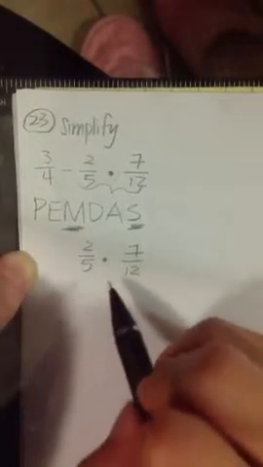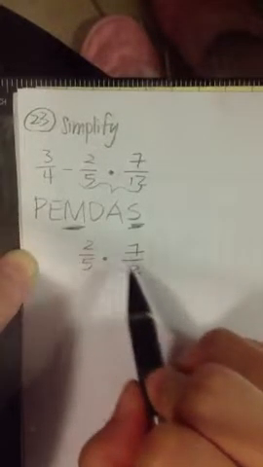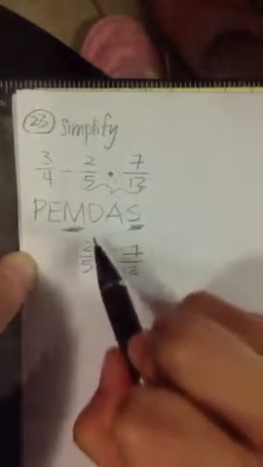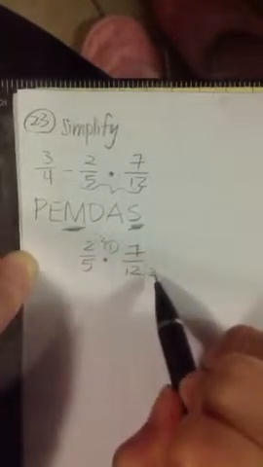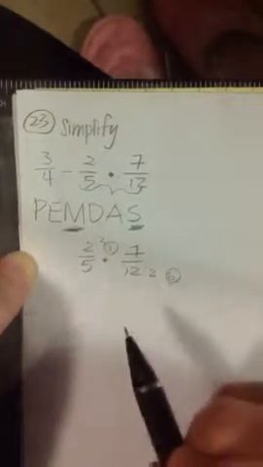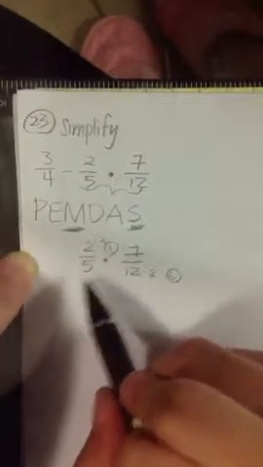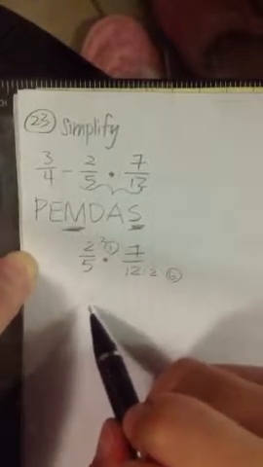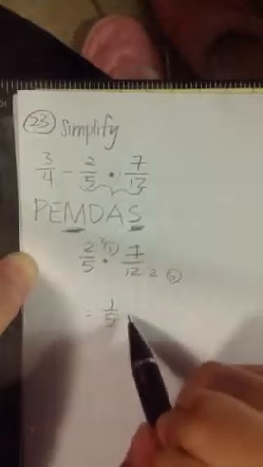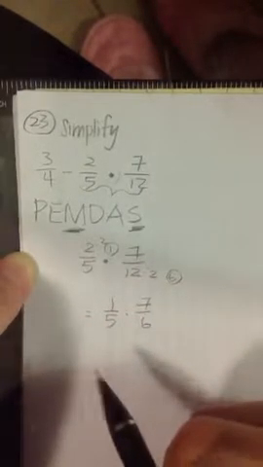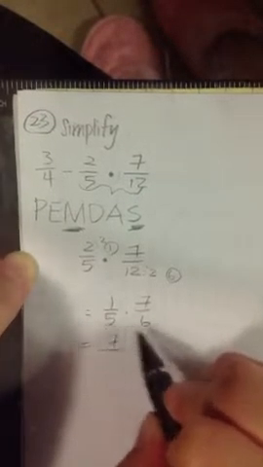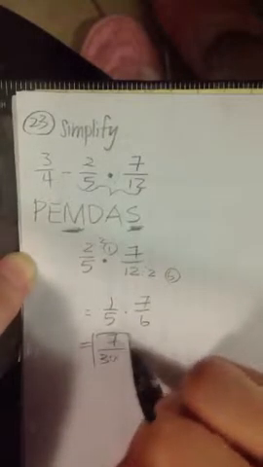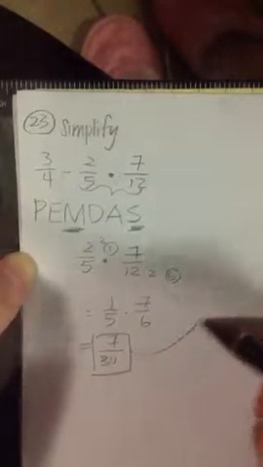So what's 2 over 5 times 7 over 12? You see how 2 and 12 we can simplify, right? If we divide by 2, we get 1 and we get 6. And 5 and 7 don't simplify. So this will be 1 times 7 on the top, 5 times 6 on the bottom. Now we can just multiply across. 1 times 7 is 7. 5 times 6 is 30. So that is the answer for 2 over 5 times 7 over 12.